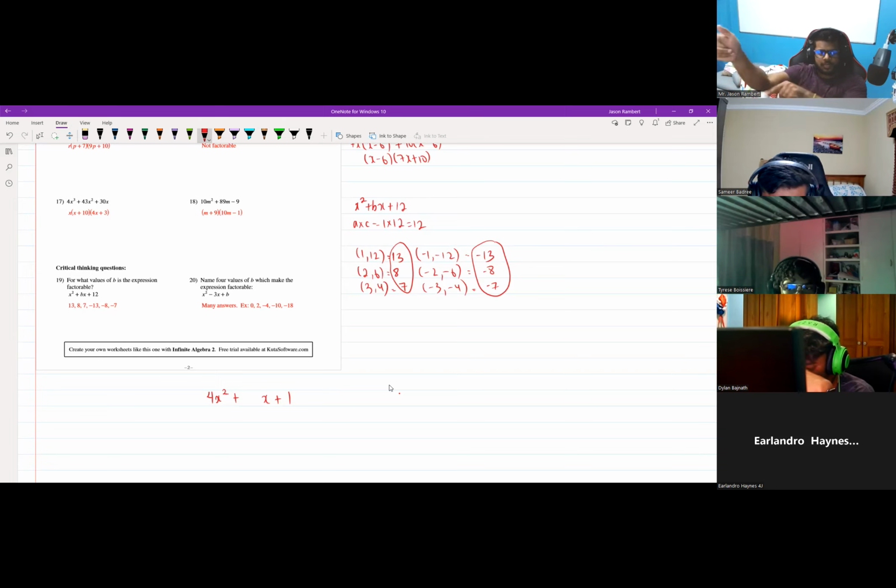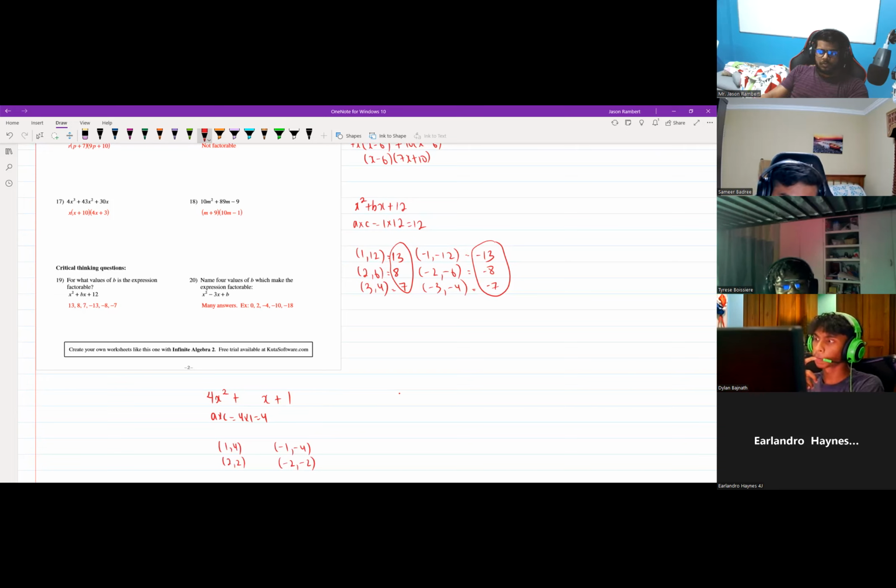All right, let me help you with this one. I'll go kill the next one, right? A by C could be 4 by 1, which is 4. The factors of 4: 1 and 4, 2 and 2, minus 1 and minus 4, minus 2 and minus 2. Correct? So the sum here is 5, sum here is 4, sum here is minus 5, sum here is minus 4. Yeah?